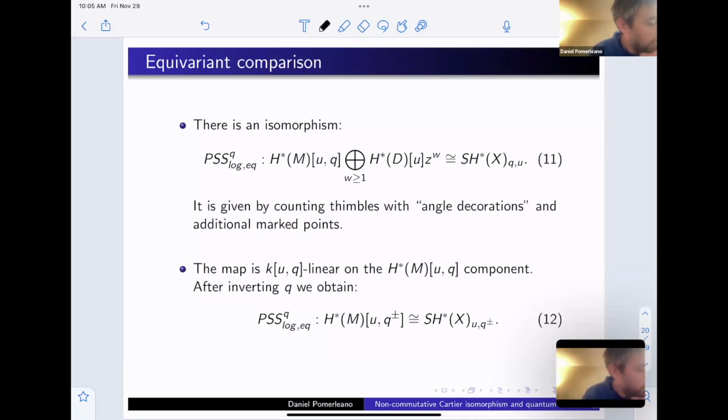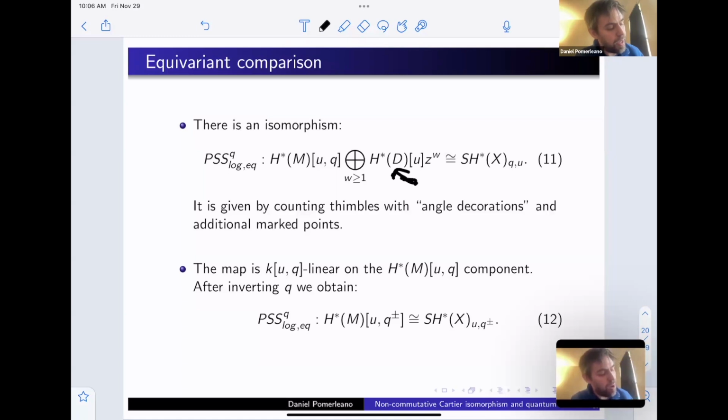So the theorem that one can prove, again a not so difficult generalization of the previous theorem, is that there's an isomorphism now of this form: cohomology adjoin U and Q, and then one has, as before, this part of the divisor, but this part corresponding to tangencies along the divisor. But once you invert Q, those tangency components go away, and what one's left with is just the cohomology of M adjoin U and Q plus minus.